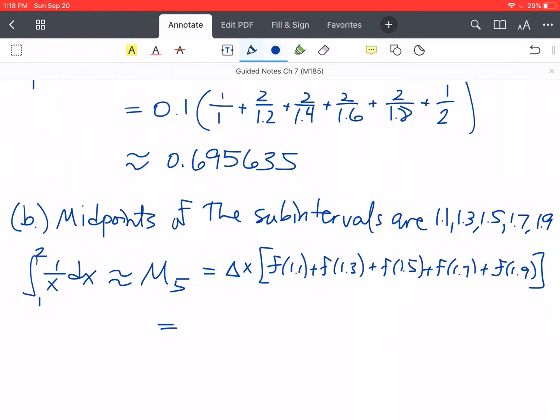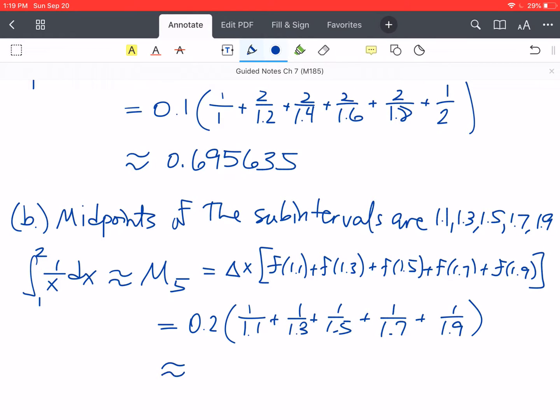Okay, delta x is still going to be that 0.2, or 1/5. And we still have the function 1 over x as our integrand, so that's 1 over 1.1 plus 1 over 1.3, plus 1 over 1.5, plus 1 over 1.7, plus 1 over 1.9, which is approximately 0.691908.